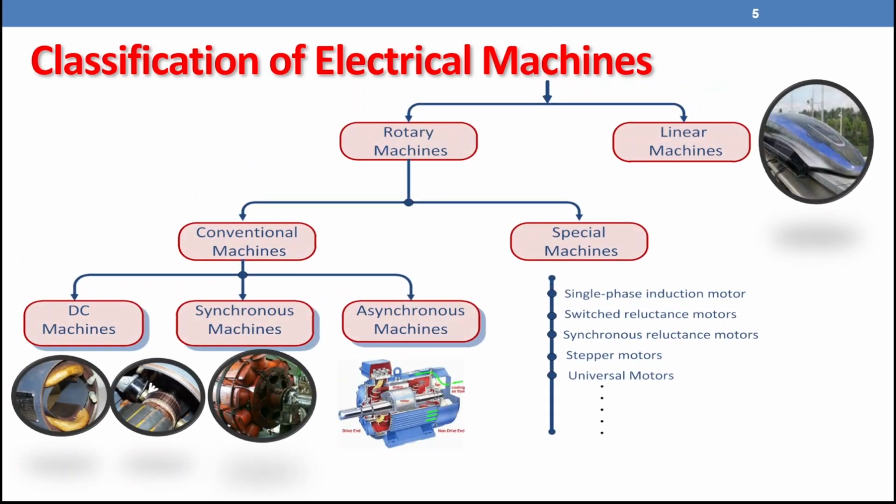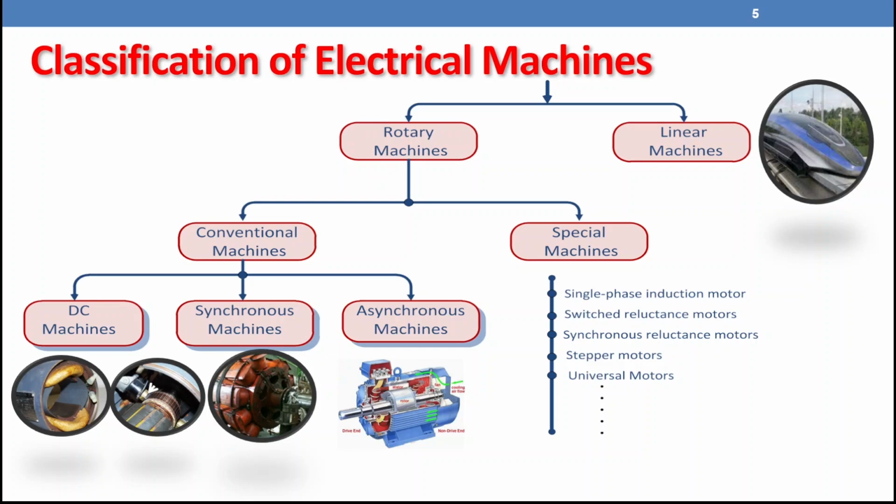Electrical machines can be broadly classified into rotary machines and linear machines. Linear machines are such as linear motors used for maglev trains. But rotary machines can be classified into two main types, conventional machines and special machines. Special machines are such as switched reluctance motors, stepper motors, or any permanent magnet motors. But conventional machines can be classified into three main types: DC machines, synchronous machines, and asynchronous machines.